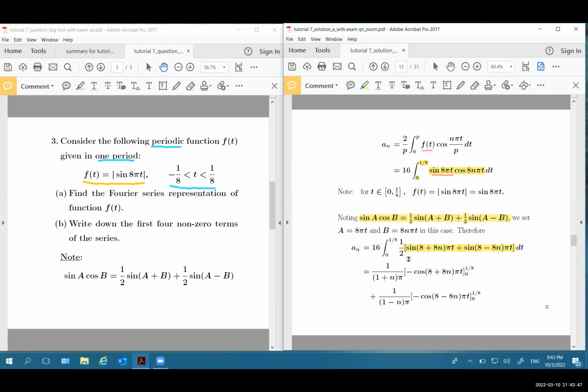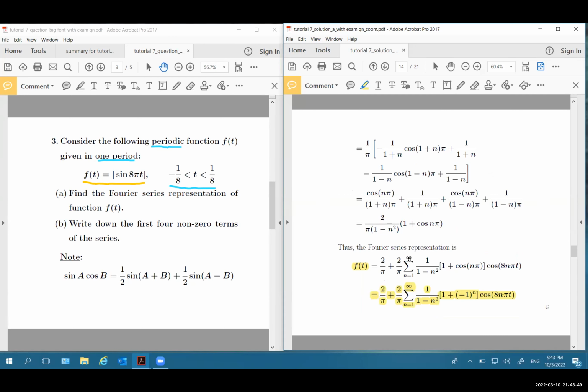Then so this is your answer, right? So after that, you just go and put in your Fourier series. You got your A0, you got your An, right? Then just go and put in. Okay, simplify a little bit. Then write down the first 4 non-zero terms.